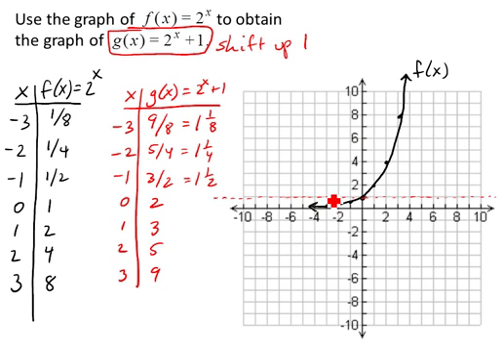So -3, 1, and 1/8, so a little bit above that dashed line I drew. And then just continue plotting the points, and you'll see that we just get each of the points from the old function just moved up 1 to get the points on our new function g of x.